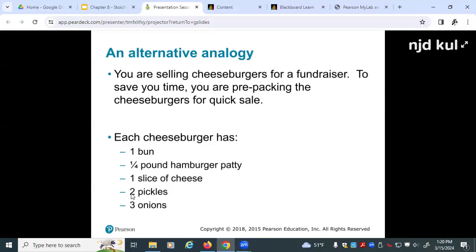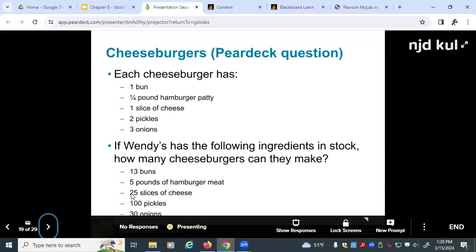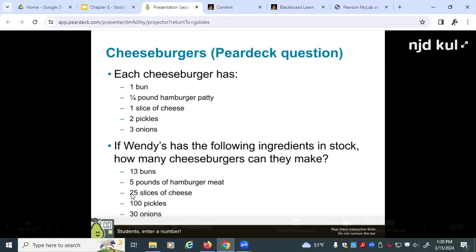Okay, we're getting to the end of the day. We're about to pack up our last things. Here's our question. If this is what I have left, how many cheeseburgers can we make before we call it a day?